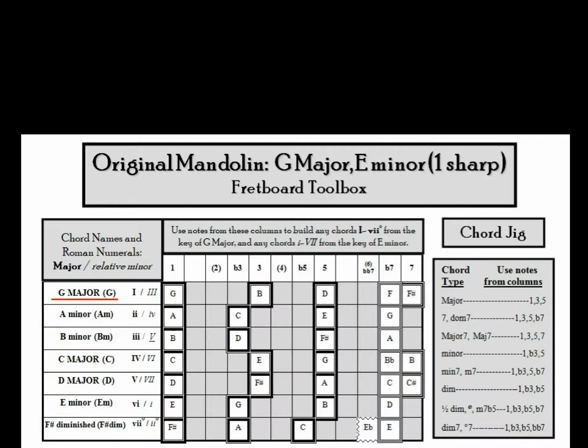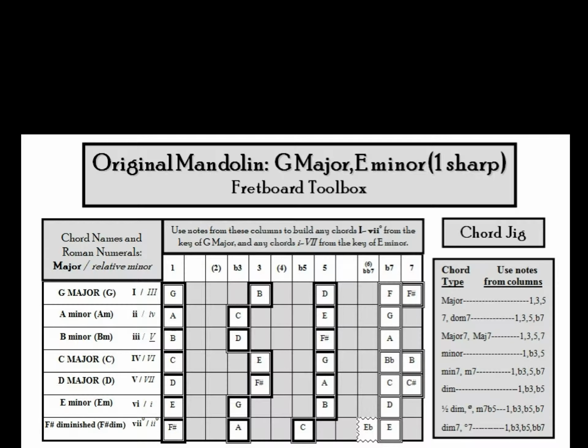So in the key of G major, G major is also called your 1 chord. A minor is called your 2 chord. B minor is the 3 chord. C major is the 4 chord. D major is the 5. E minor is the 6. And F sharp diminished would be the 7 chord.